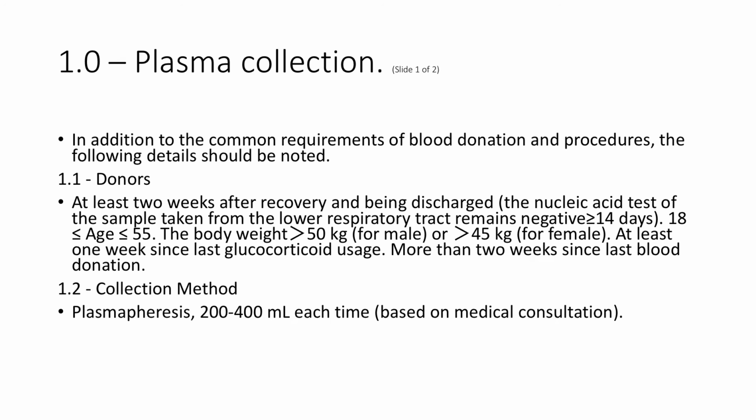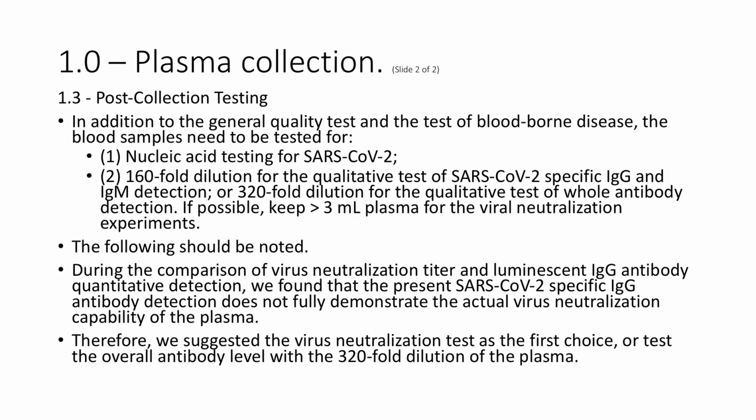1.2 Collection method: plasmapheresis, 200 to 400 ml each time based on medical consultation. 1.3 Post-collection testing. In addition to the general quality test and the test of blood-borne disease, the blood samples need to be tested for: 1. Nucleic acid testing for SARS-CoV-2. 2. 160-fold dilution for the qualitative test for SARS-CoV-2 specific IgG and IgM detection, or 320-fold dilution for the qualitative test of whole antibody detection. If possible, keep more than 3 ml plasma for the viral neutralization experiments.